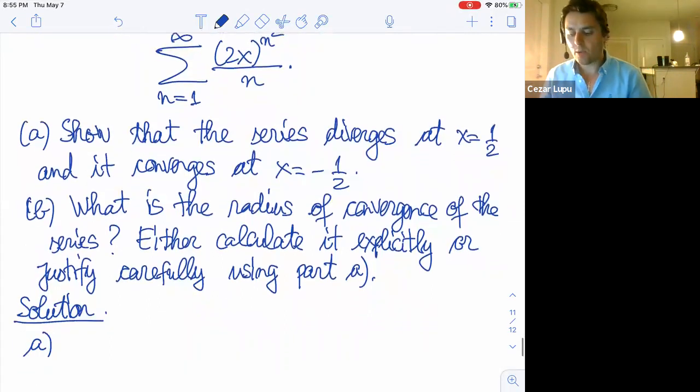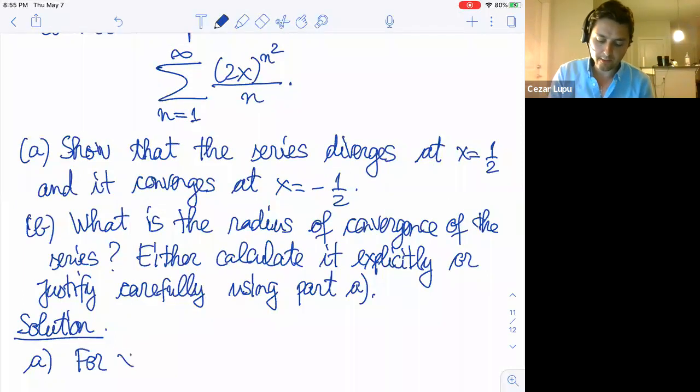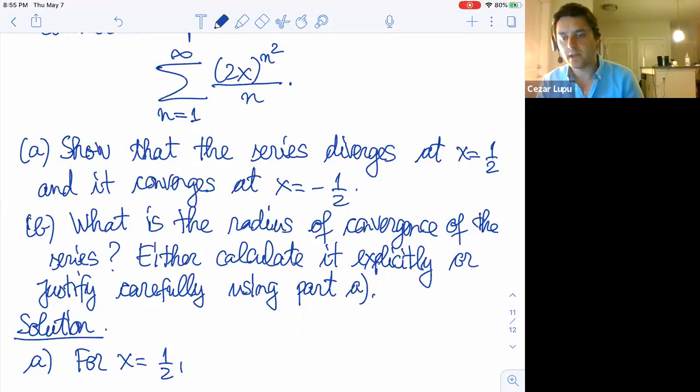So let's analyze it. You see, you can do this by hand, but you can also just use the theory. What about part A? What can you tell me at x equals 1/2? What do you think is going to happen to the series?